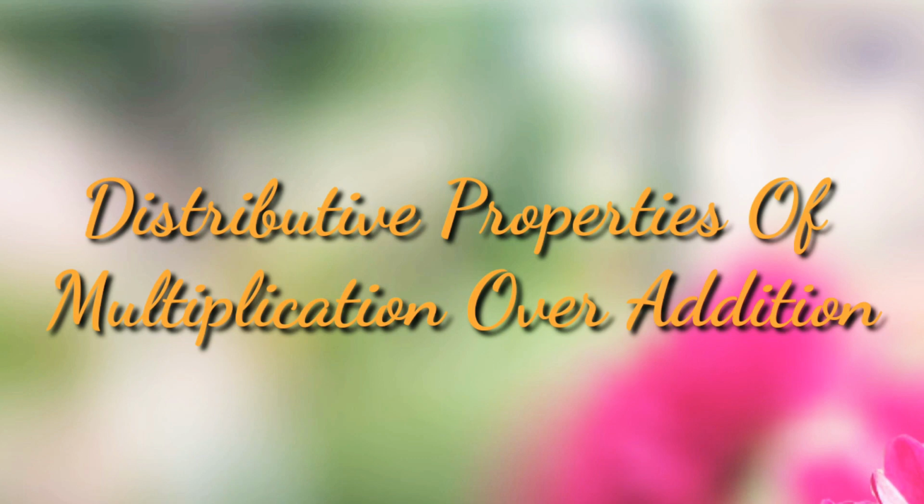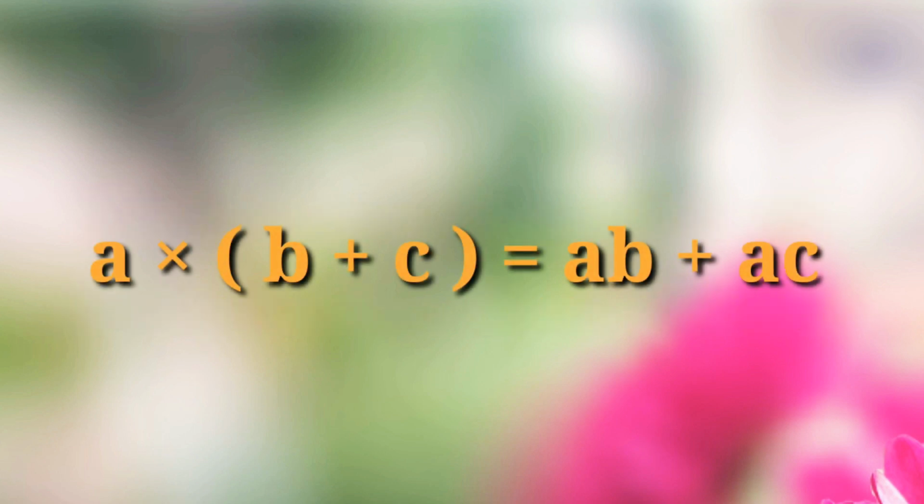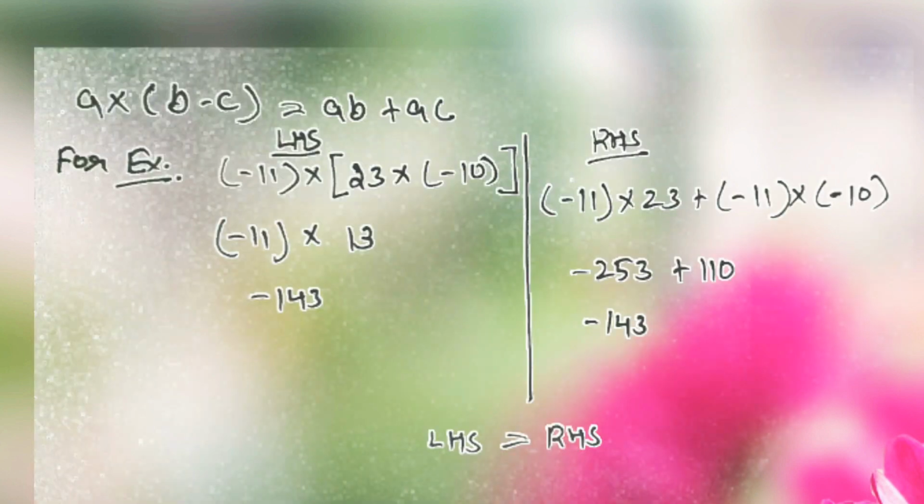So our next property, that is distributive property of multiplication over addition. In that, multiplication and addition will be together, and 3 numbers are required for this property: a multiply bracket b plus c equals to a multiply with b plus a multiply with c. So let's see now whether both the sides are equal or not by taking an example. I have taken 3 numbers: minus 11, 23 and minus 10.